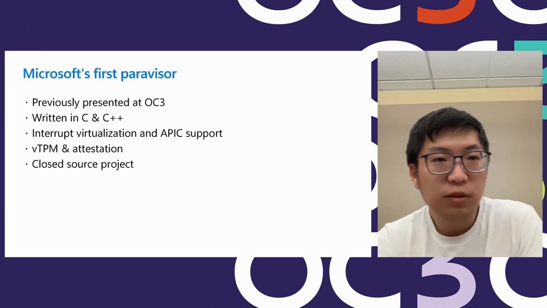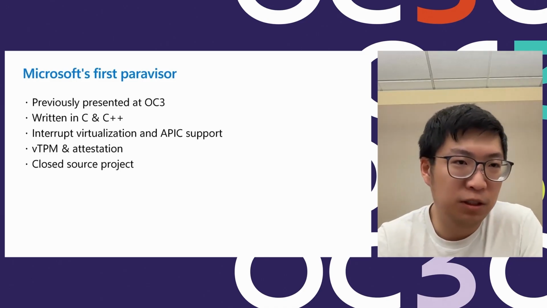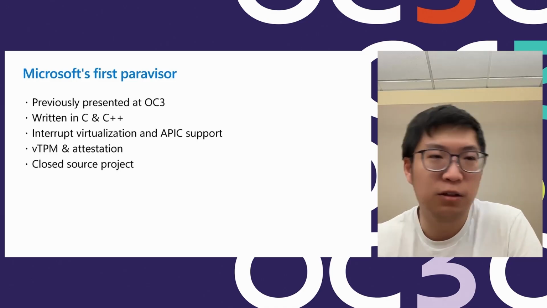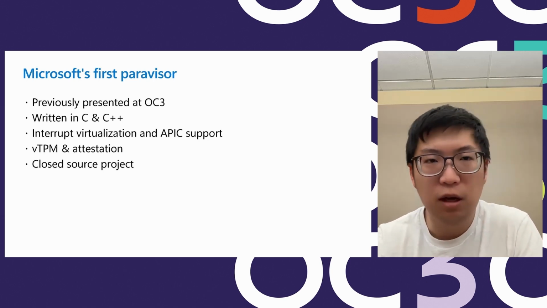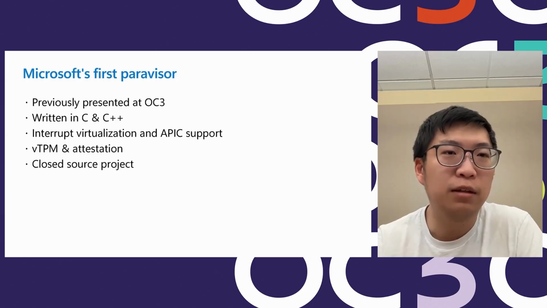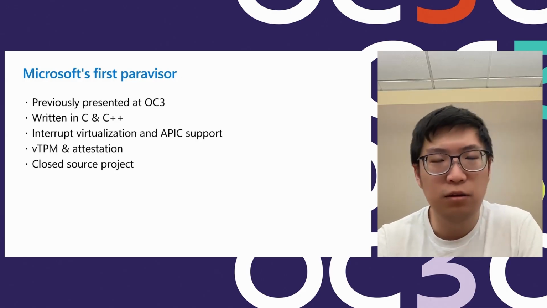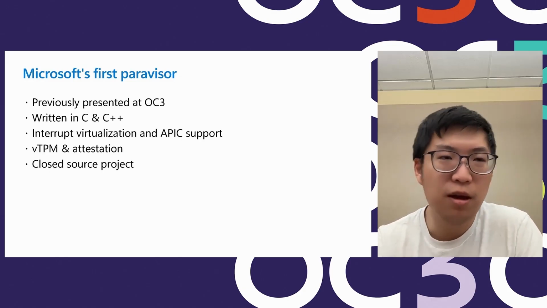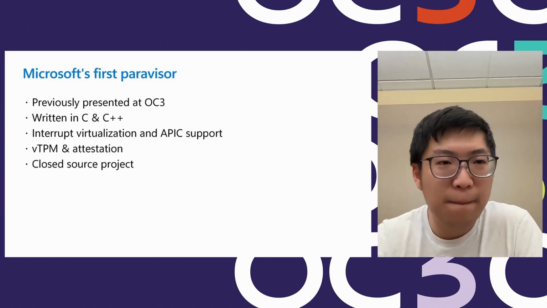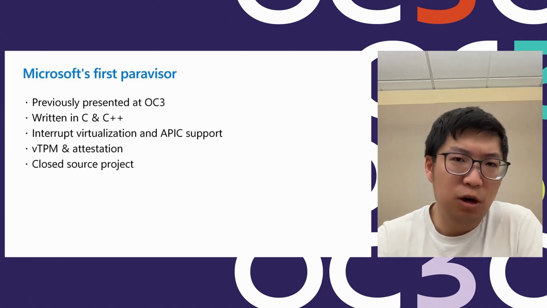So previously at OC3, some of my colleagues presented on Microsoft's first Paravisor. We talked about confidential computing and how Azure thinks about confidential computing. And we had this first Paravisor, which we wrote in C and C++. It did interrupt virtualization so we could run Windows and older Linux distros. We provided a VTPM. We did attestation. But the big thing is this was a closed source project.